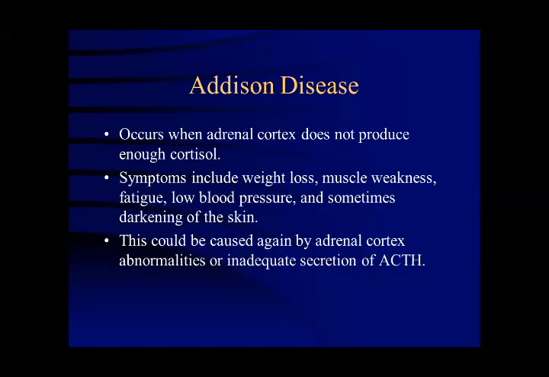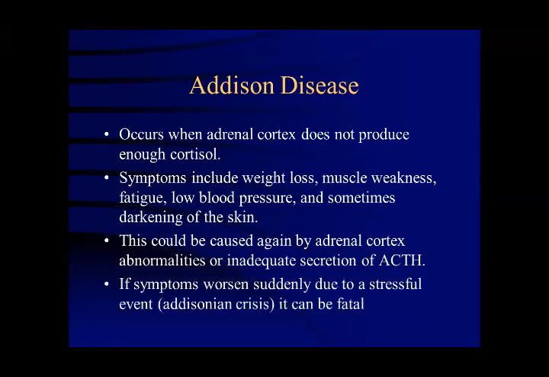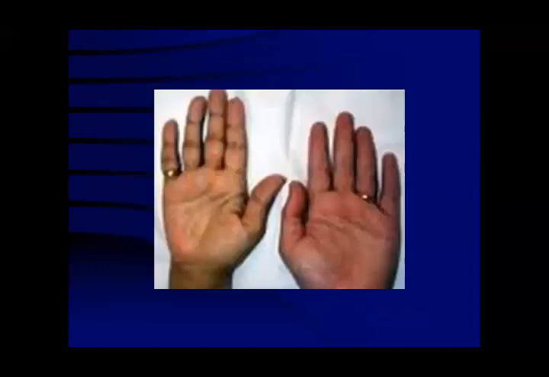This could be caused again by adrenal cortex abnormalities or inadequate secretion of ACTH. You can reverse all the changes which were produced by the hypersecretion. So this is the hyposecretion of cortisol. If symptoms worsen suddenly due to stressful events, it causes an Addisonian crisis, and this Addisonian crisis is fatal. You can see this is the normal picture, and this is the Addison's picture. You can see the difference in their size.